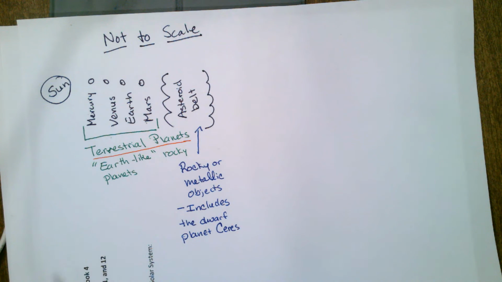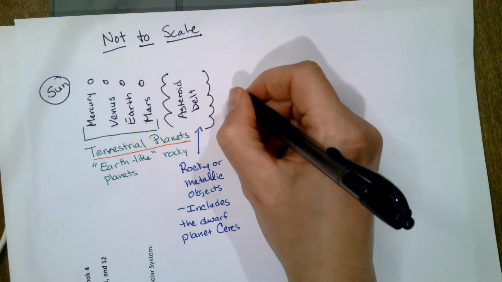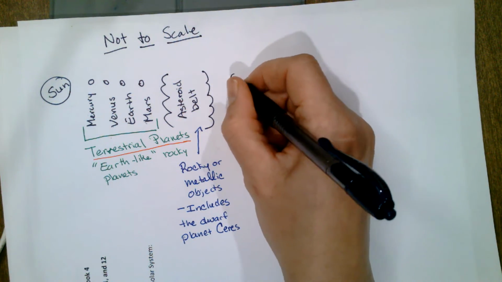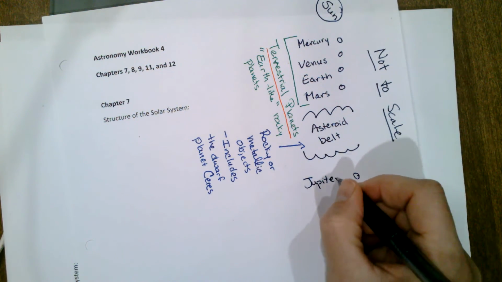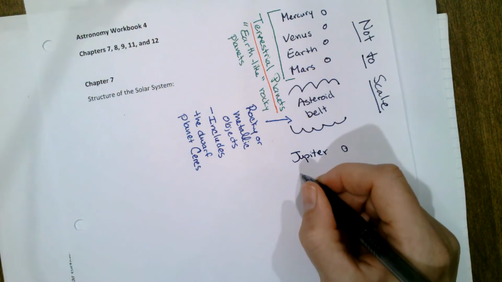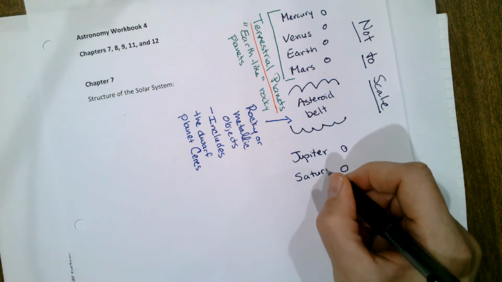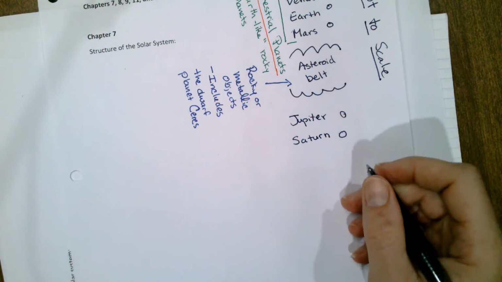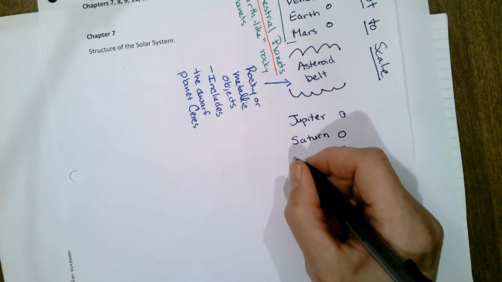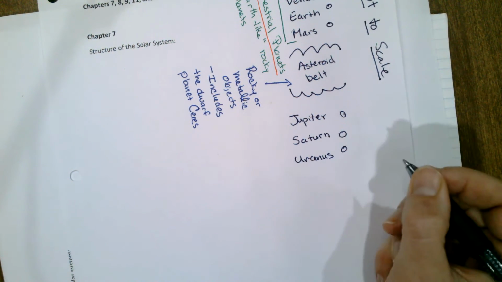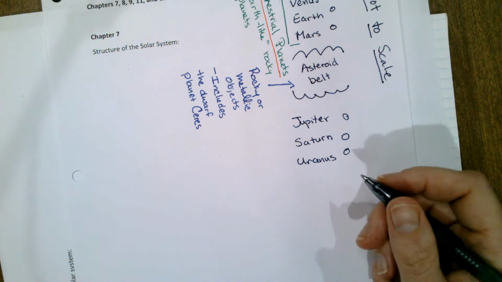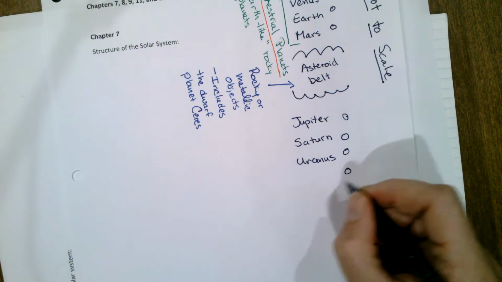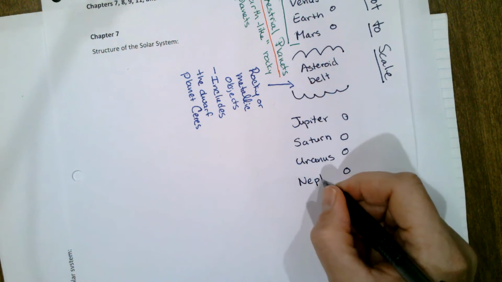Then as we move out, we start getting the big ones. The next one out is Jupiter, then Saturn, then you can say Uranus or Uranus, depending on your maturity level. I like saying Uranus. And then we have Neptune.